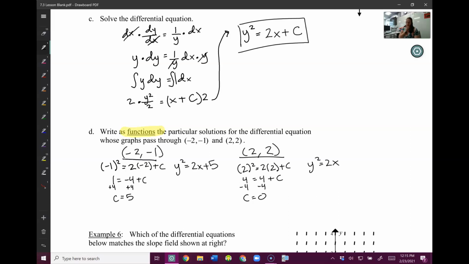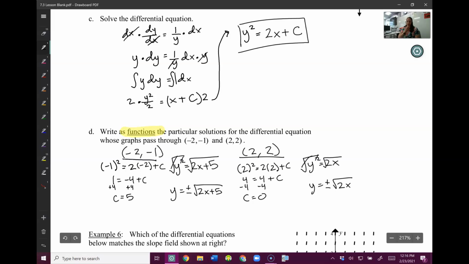And because I want them as functions, I'm going to solve both of these for y. So square root. So I get y equals plus or minus the square root of 2x plus 5. Square root, y equals plus or minus the square root of 2x. And to know if I'm going to use the plus or the minus, I look at the sign of the y value on my point. So this y value is negative, which means I want the negative version. This y value is positive, which means I want the positive version. And there we go.